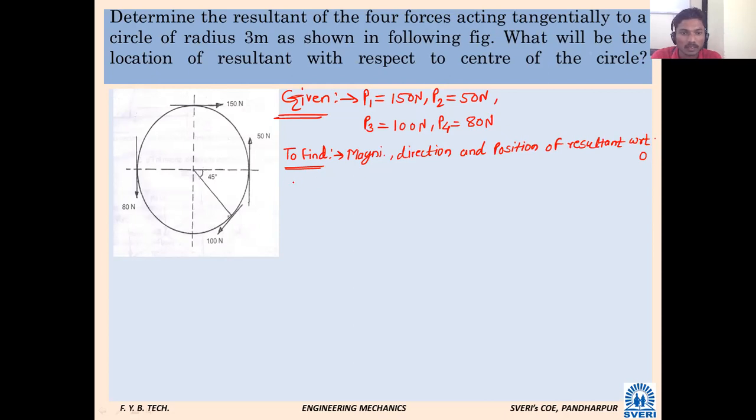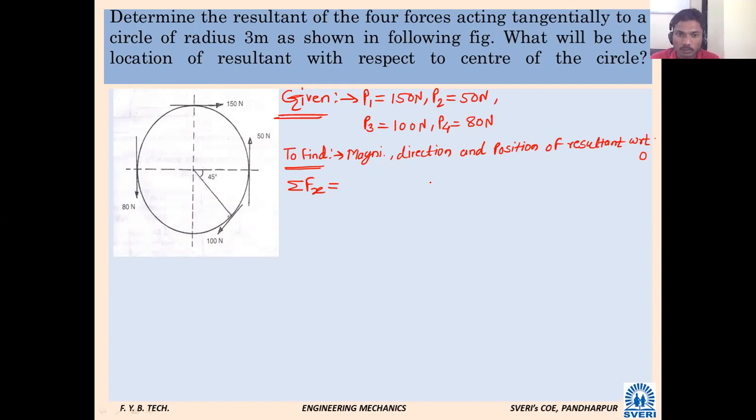If I write here now, you should be able to write likewise. Summation Fx is equal to, you should be able to find the x component of each and every force. There are 4 forces in this system. So let us find summation Fx first, meaning the addition of all x components of the forces.